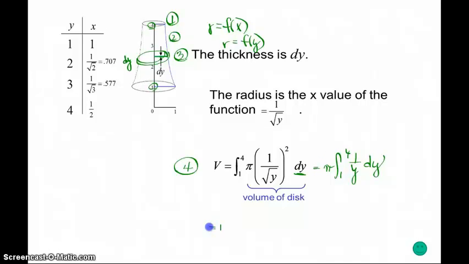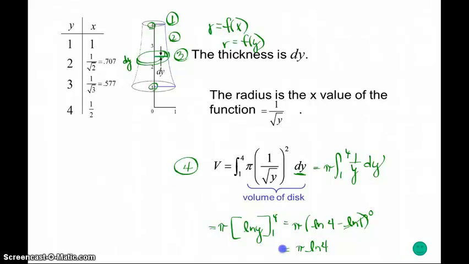And so now we're down to the part of calculus we're very comfortable with. We find our antiderivative function. We apply the fundamental theorem of calculus. So we have pi times the quantity natural log of 4 minus natural log of 1. We know that's going to 0. So this is pi times the natural log of 4. So a very quick video just to finish up that example. But there's an example of doing things with respect to y.